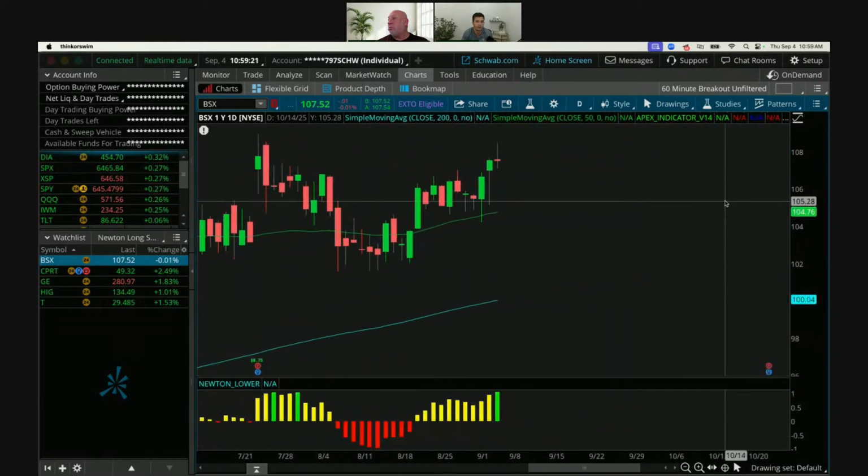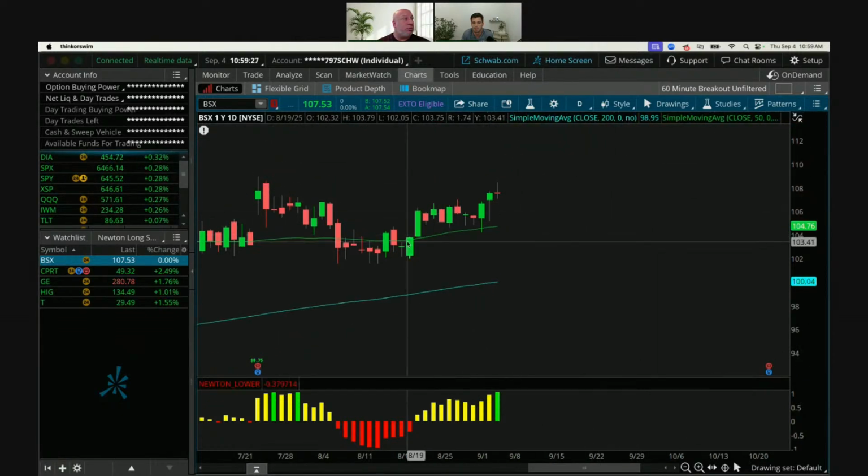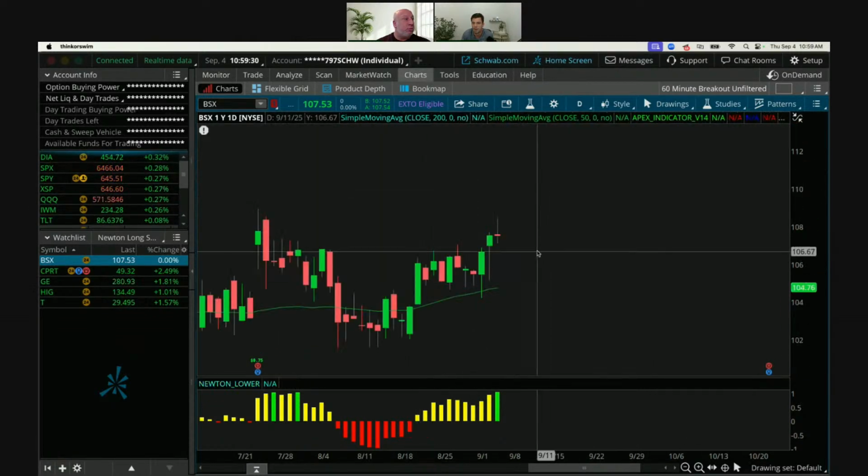My max profit is that $1. So it's a double, 100% return on investment. I don't need BSX to go crazy to the moon. I just need BSX by September 12th to be above 108. So right where my crosshairs are here, if it's above that line, that horizontal line by that vertical date shown, I would make 100% return on investment. As you can see, it was already above that line today. So it's a very, very small move.